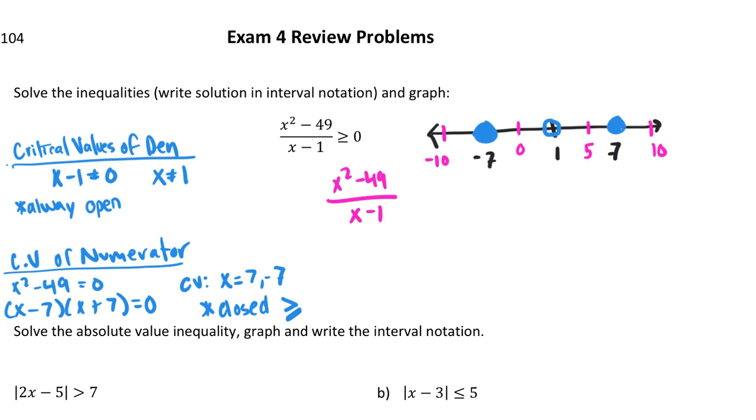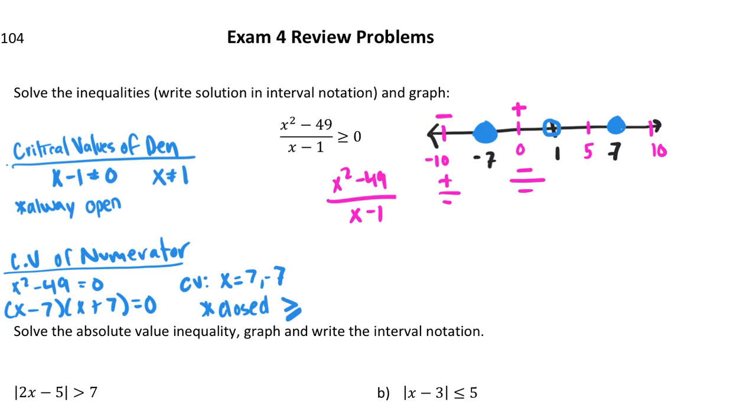So let's start with the -10. -10 squared is 100. 100 minus 49 is positive. -10 minus 1 is negative. So this region is a negative region. Then I'm going to pick 0. 0 squared. Let's do this. So here we go. We got the 0. We're going to go 0 squared minus 49 is negative. And then 0 minus 1 is also negative. So a negative divided by a negative is a positive.